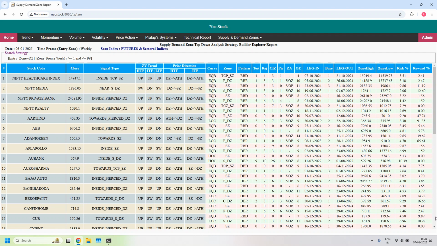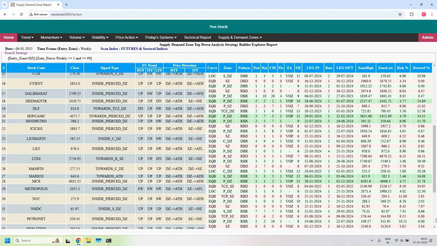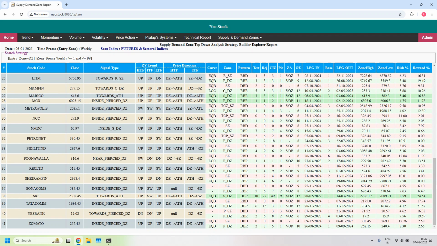So for first 15 pierced zones, demand zones, scrolling the list down. Further scrolling. So total 41 stocks are filtered. That means we have 41 pierced weekly demand zones at present.